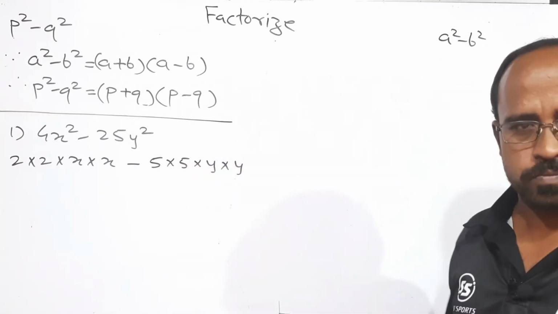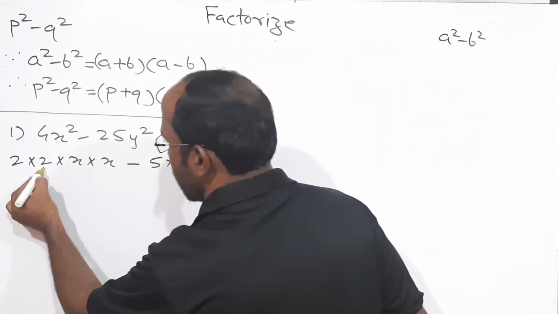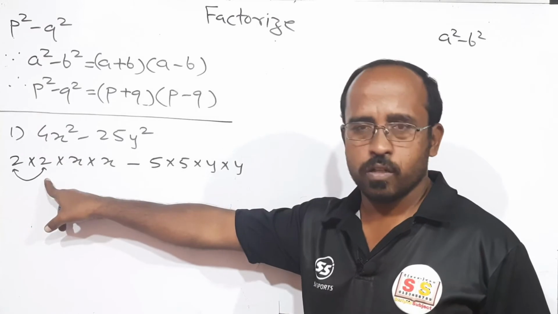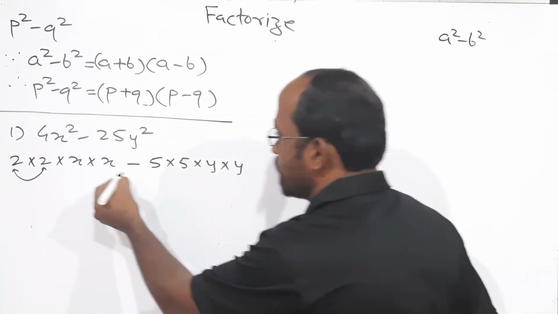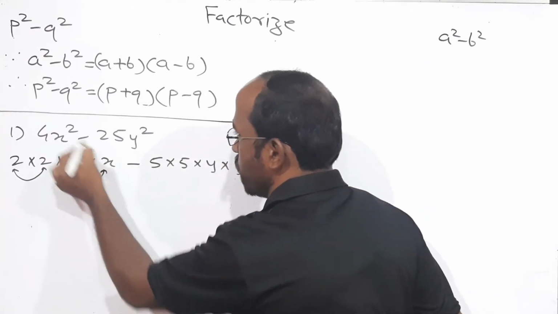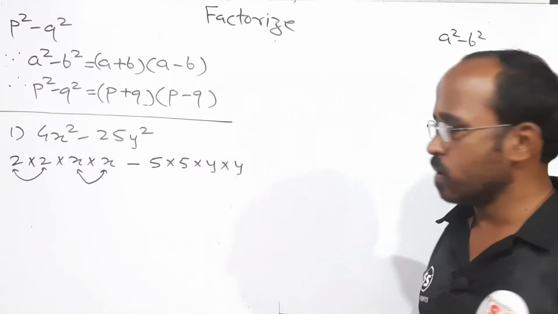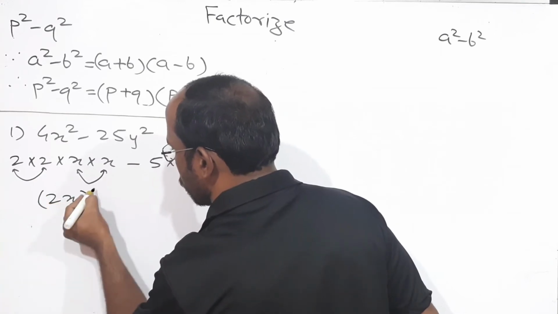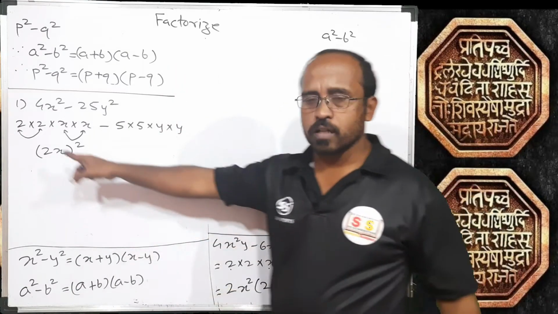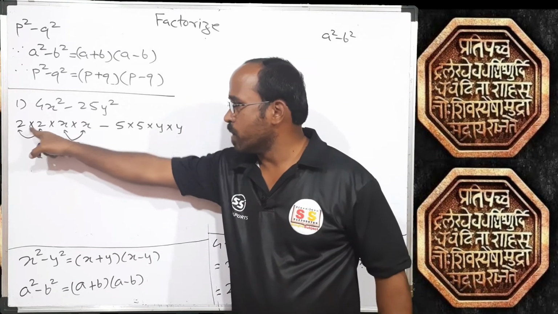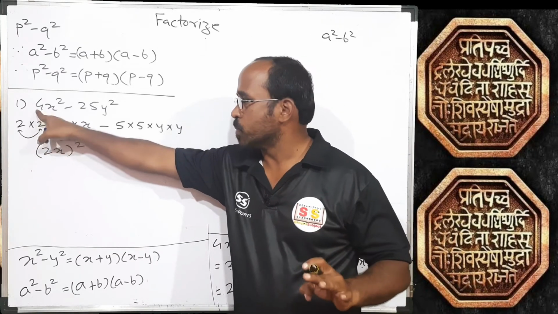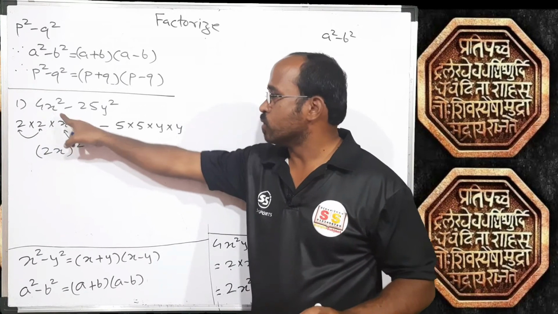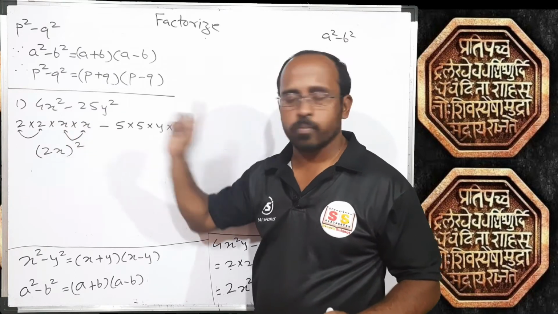Here students, 2 is multiplying to itself, right? So this 4 is square of 2. x is multiplying to itself, so this x square is square of x. So we can say that this 4x square is square of 2x. Can't we? Because 2 multiplied by 2 is 4, so this 4 is square of 2. x multiplied by x is x square, so this x square is square of x, right?